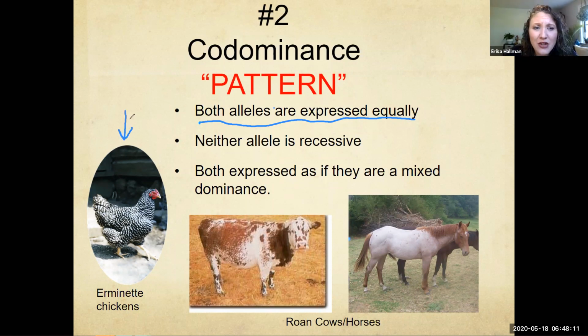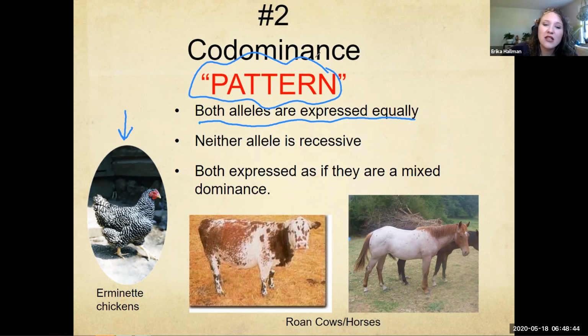And if I were to ask you a question, say, hey, does this chicken have black feathers? You could say yes. And if I said, hey, does this chicken have white feathers? You could say yes, because the white and black feathers establish themselves in a pattern. We can't say that the black and the white blend together. If the black and the white blended together, we wouldn't have a striped erminet chicken, we would have a gray chicken. So this is how codominance is different than incomplete dominance. Okay, so the traits are shown in a pattern.